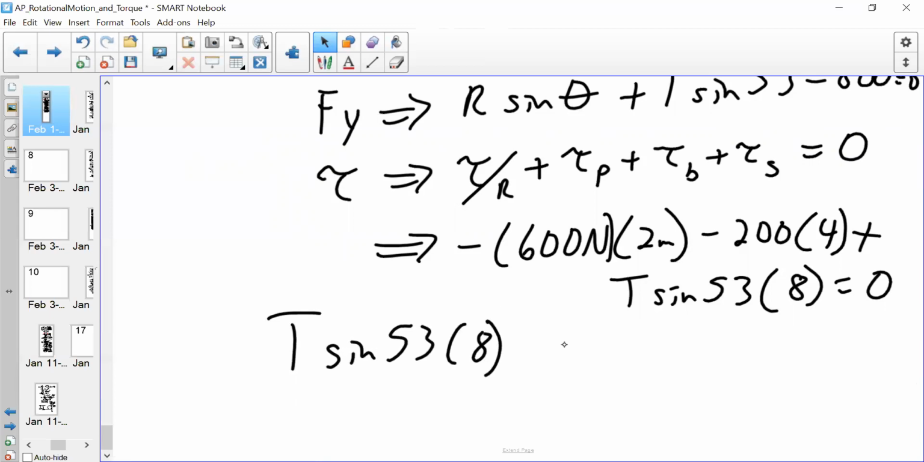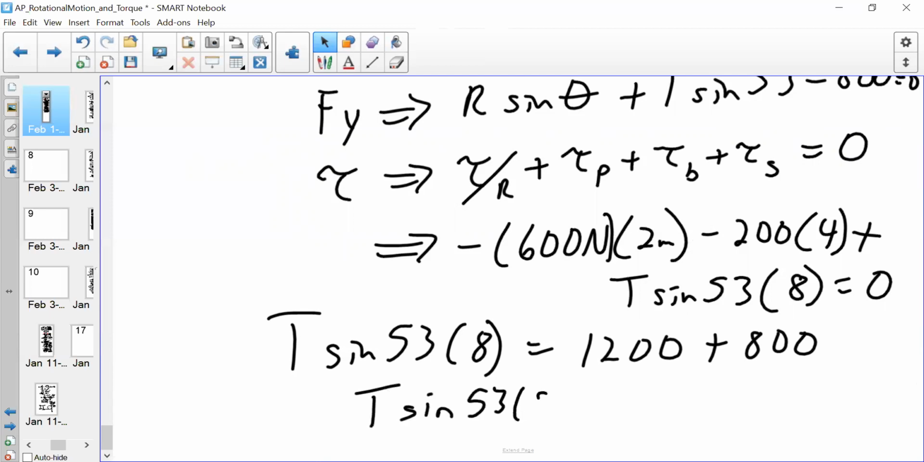T sine 53, 8. So we know that this is going to be 1200, 800 on the other side, because it's going to be, so that's 2000. Okay, so I'm going to go to the next slide, so make sure you get that. Ran out of room there. So easy, solve for T.